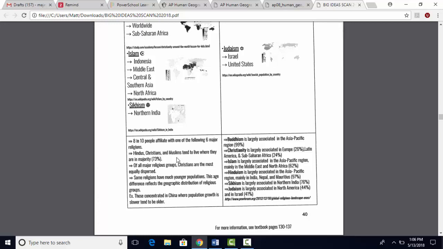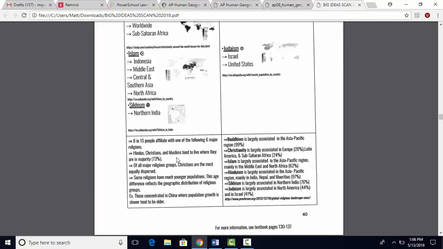When it comes to other information, Buddhism is largely associated with the Asia-Pacific region. Christianity is associated with Europe, right? Islam associated with the Asian-Pacific region. Hinduism associated with South Asia, right? And of course, Sikhism, Judaism, smaller religions in terms of total numbers of practitioners.